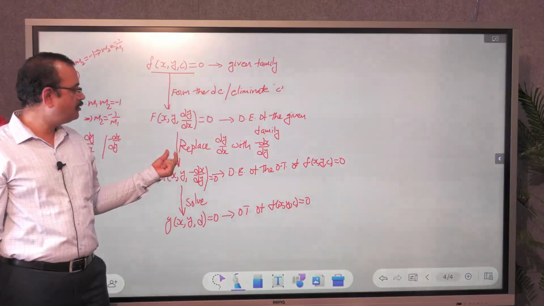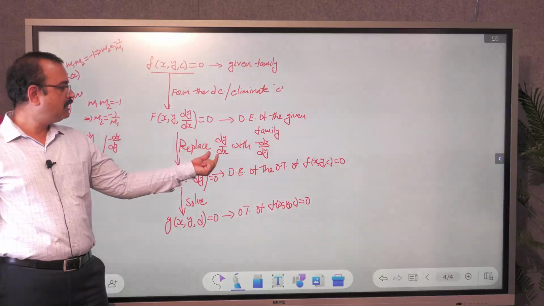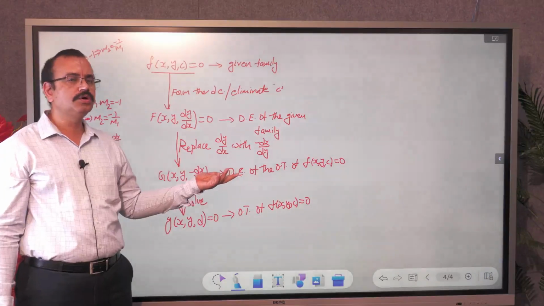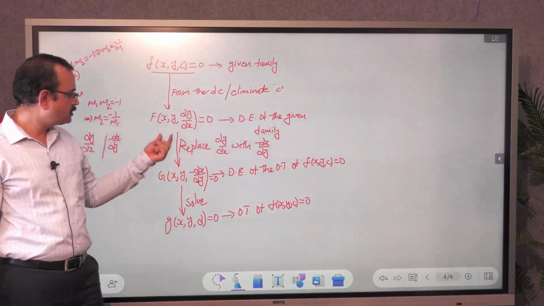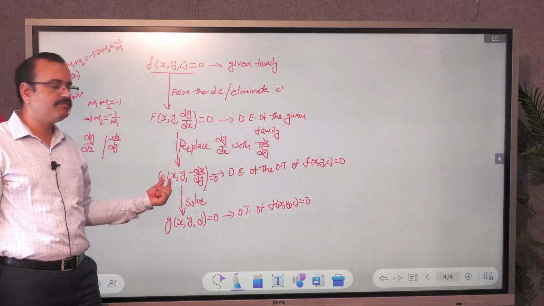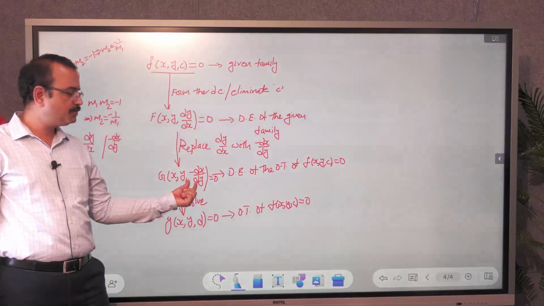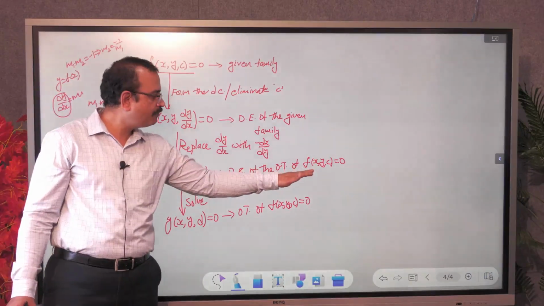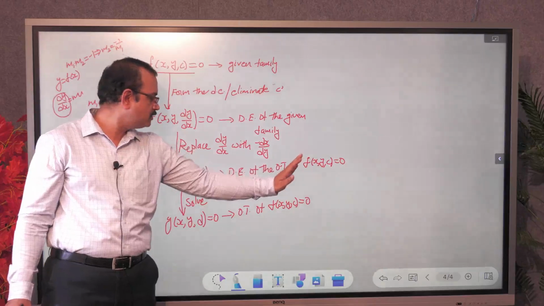And later on, what we have to do? You have to just replace dy by dx with minus dx by dy to get the orthogonal curve which intersects it orthogonally. So I am writing that one as some g of x, y, minus dx by dy is equal to 0. This is nothing but the orthogonal trajectory of the given family f is equal to 0.